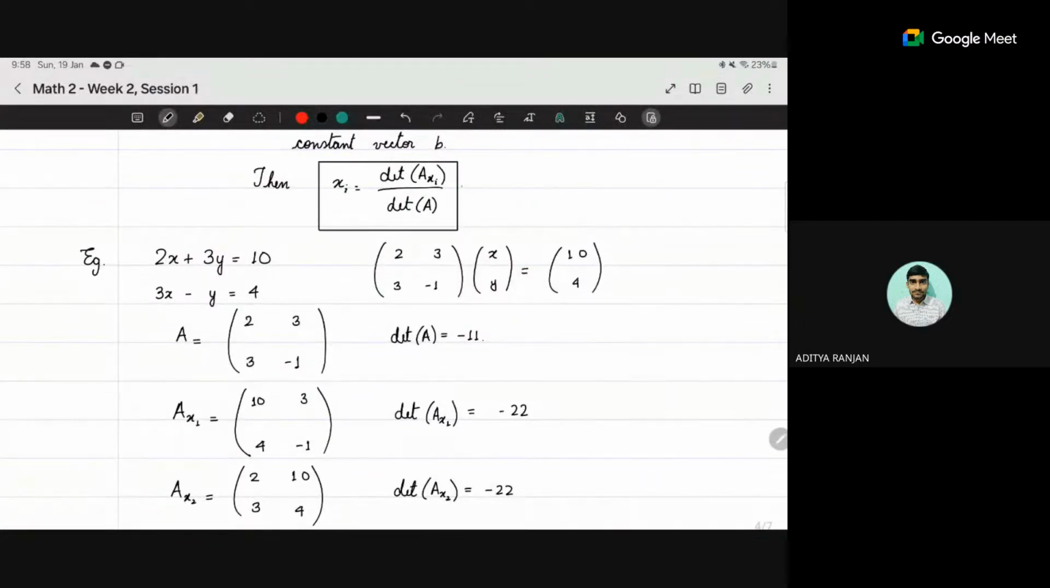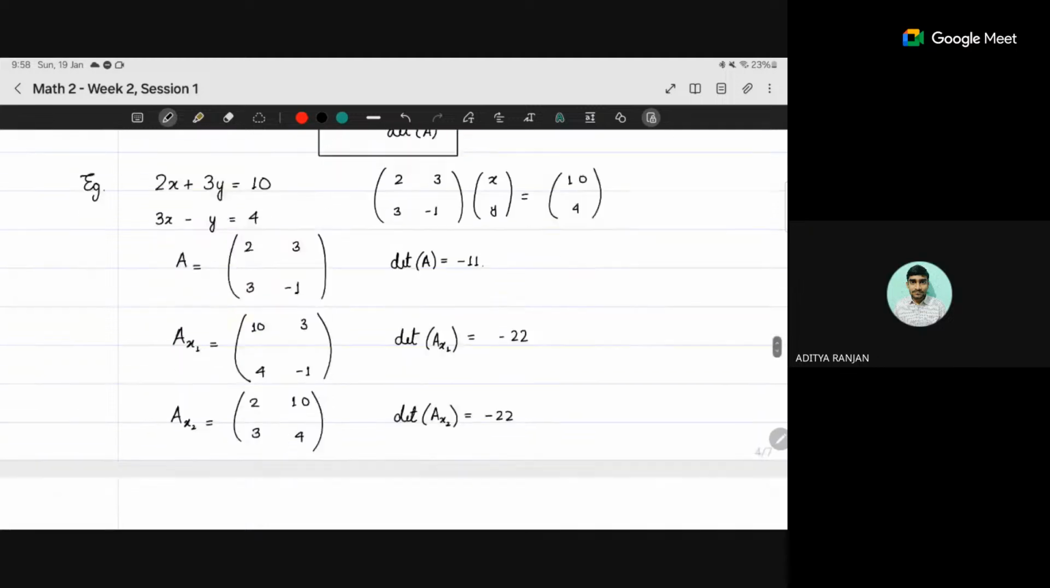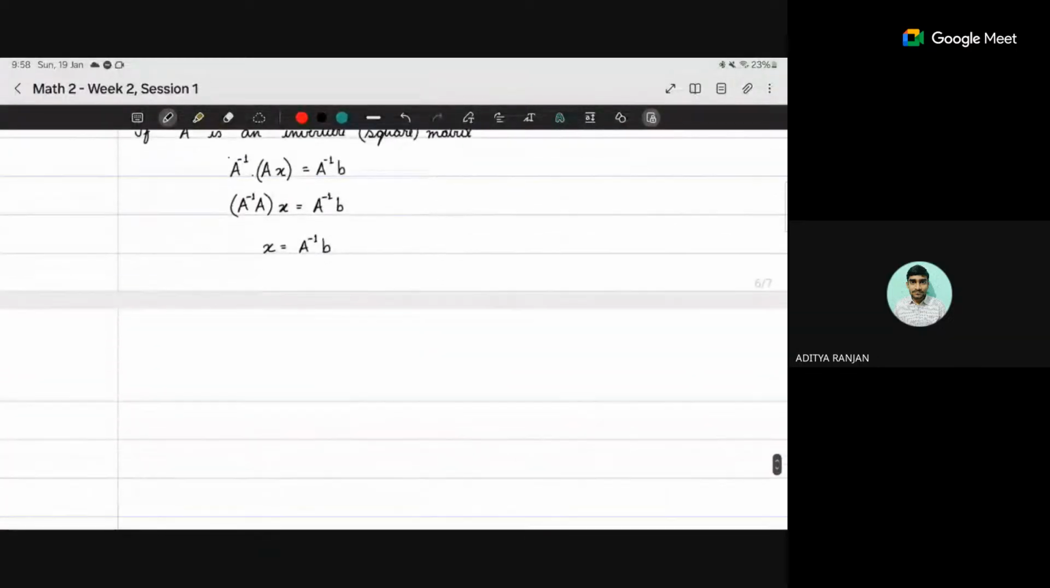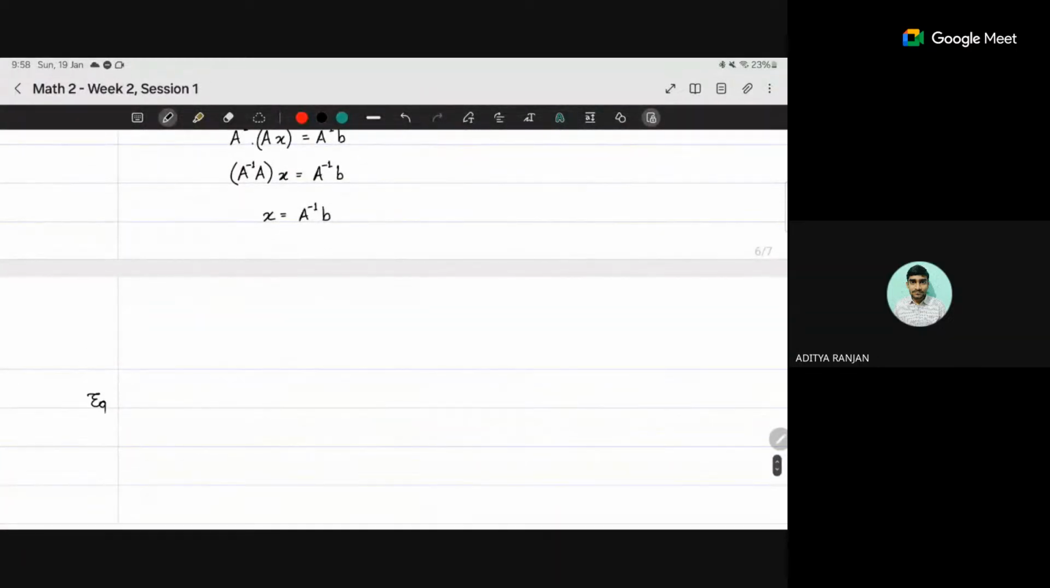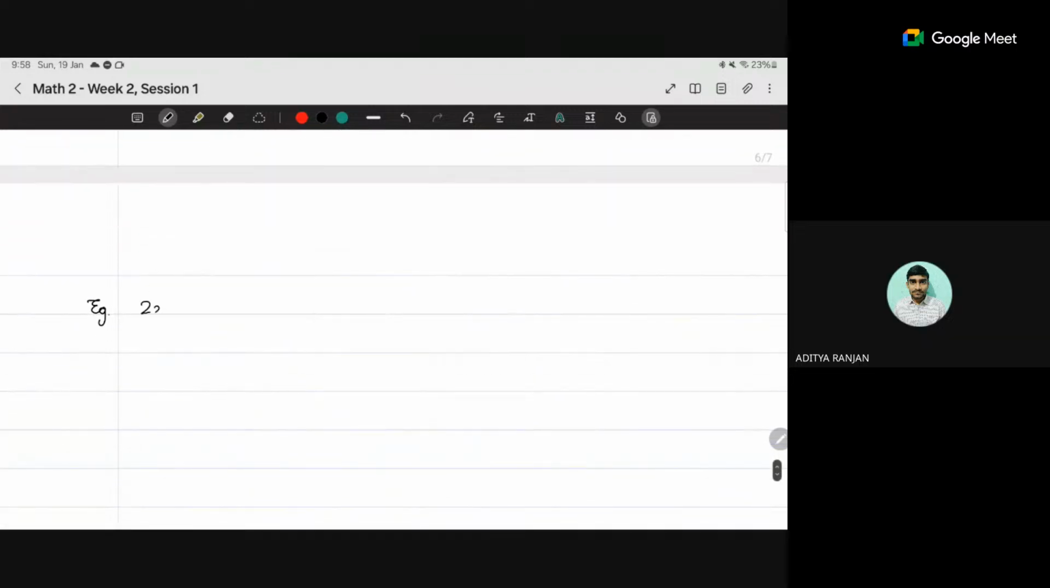Let's try to compute the same thing, 2x + 3y = 10, 3x − y = 4, using this method. We already know the solution to this, but let's do it again.